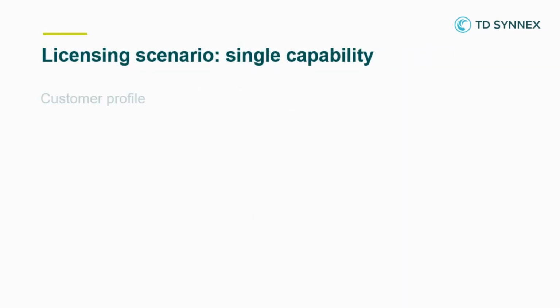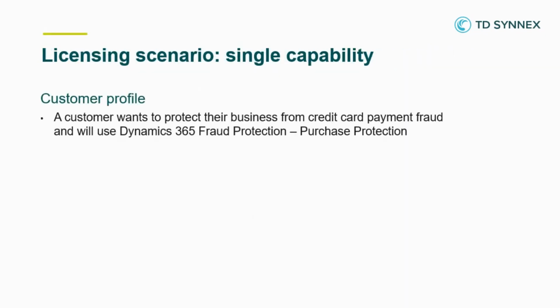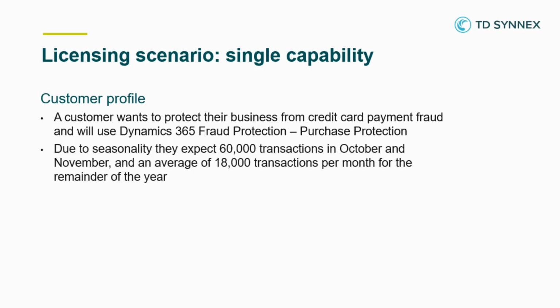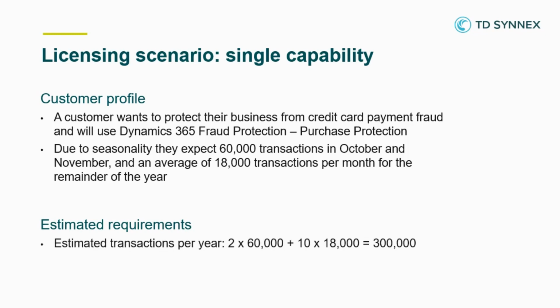Here, a customer is interested in protecting their business from credit card payment fraud, and therefore their primary capability will be purchase protection. They have a seasonal business, and you can see here that they've estimated the number of transactions that are likely to occur through the year. They've estimated their requirements, which equates to a total of 300,000 transactions a year, which is 25,000 transactions a month. And this is the approach that you should take.